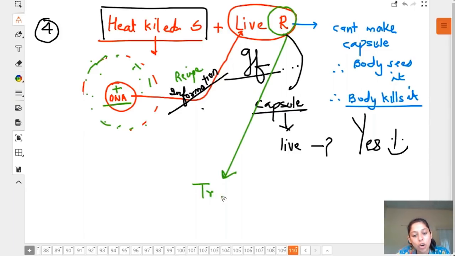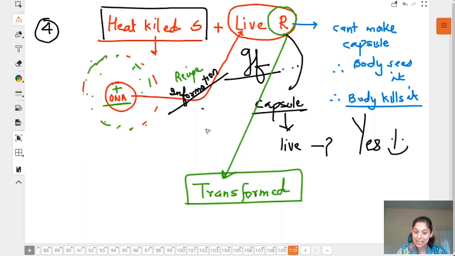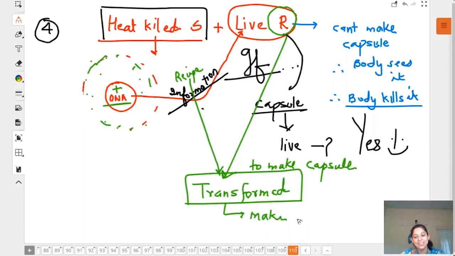The R will get transformed. It has got the recipe to make capsule. It'll get transformed and make capsule. So once it makes capsule, R becomes what?